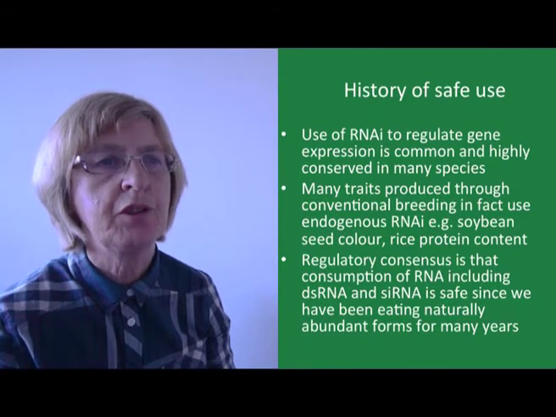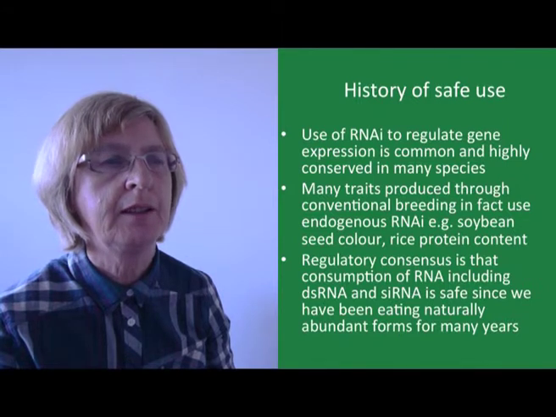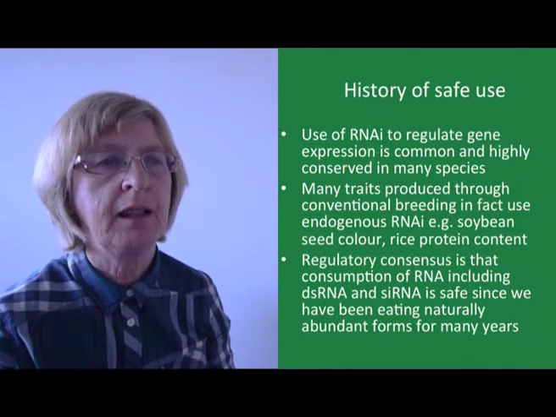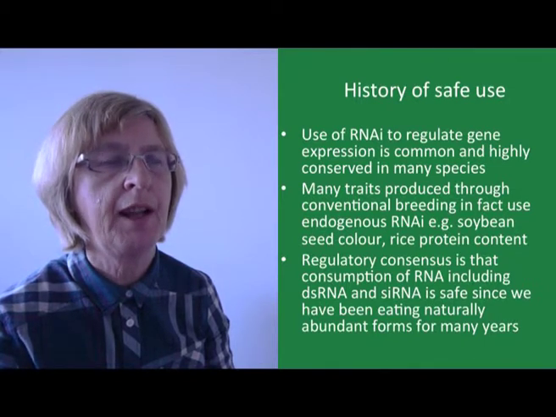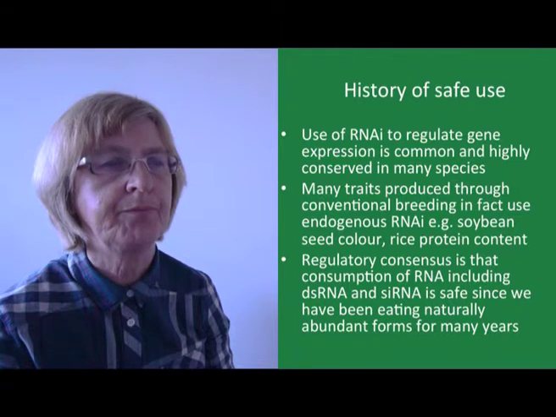Many species in nature commonly use RNAi to regulate gene expression, and this trait is highly conserved in many species. Many of the traits that have been produced through conventional breeding in fact use endogenous RNAi. Examples include soybean seed color and rice protein content. So bearing this in mind, the regulatory consensus is that consumption of RNA, including double-stranded RNA and short interfering RNA, is safe, since we have been eating the naturally abundant forms for many years.